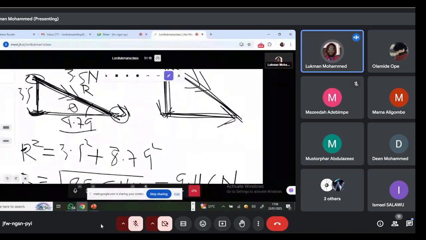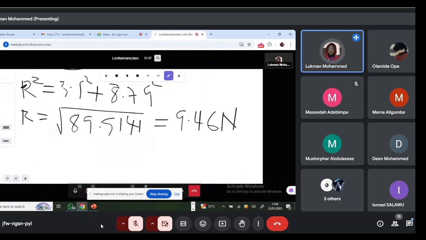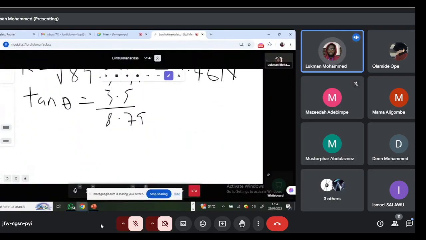Then SOHCAHTOA. This is where we now use tangent. Tangent is opposite over adjacent. So tan theta equals opposite, which is 3.5, over adjacent, 8.79. So you're going to get a fraction here, 0 point something. Then to find theta, you know how to find that. Theta is going to be the inverse, we call it arctan, or tan inverse, tan to the power -1.